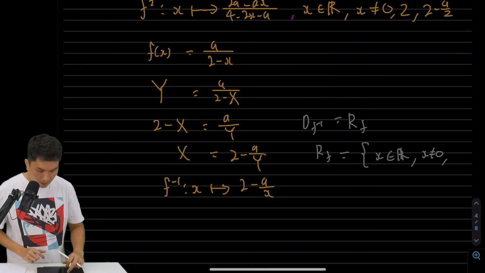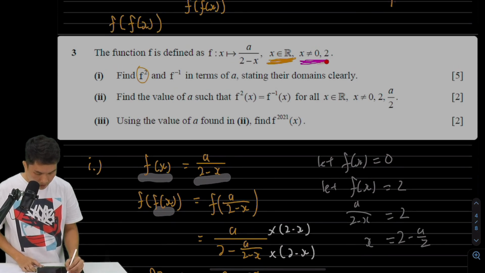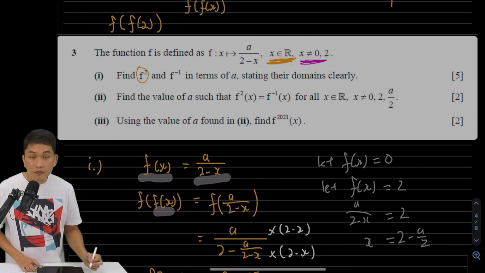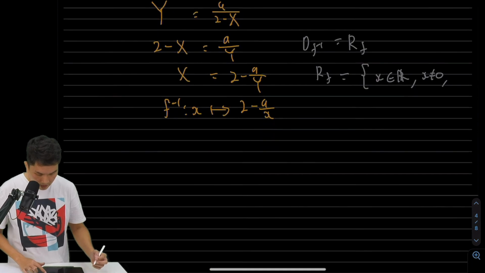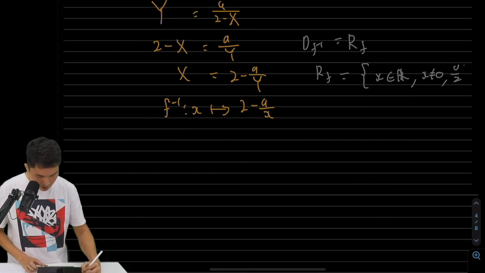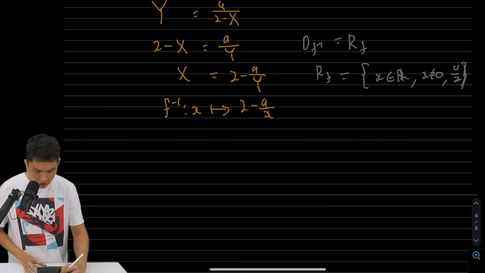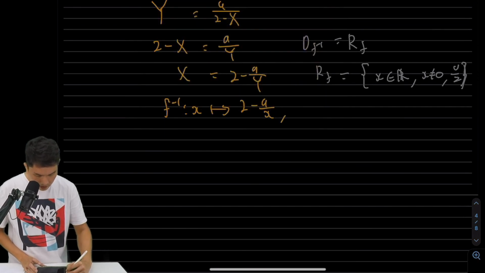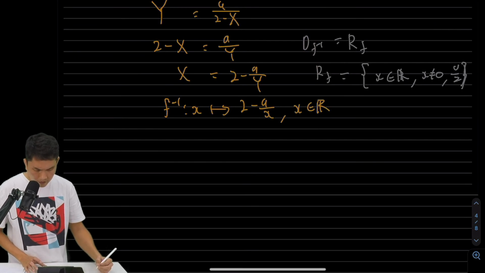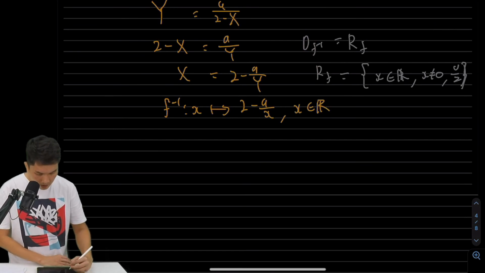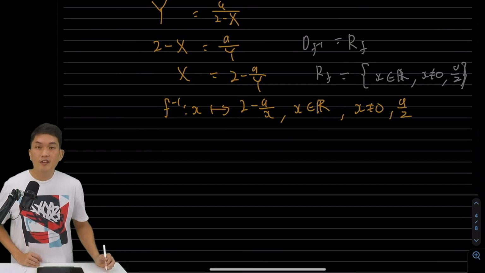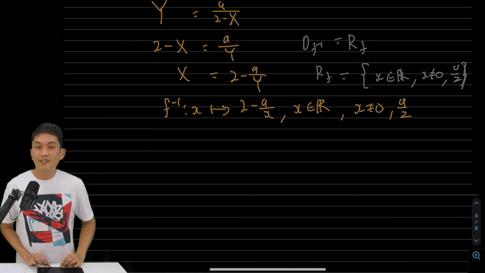The clue comes from the coin you're not supposed to put in. You're not supposed to put in 0 and 2. If I put in 2, then this whole thing goes wrong, but if I put in 0, I'll get a over 2. So that's one of the values that you cannot get, a over 2. So that actually is the domain of our f inverse. So for f inverse, you can put in any kind of things you want, just don't put in 0 and a over 2. And that is the answer for f inverse.